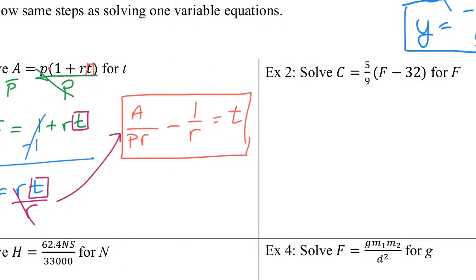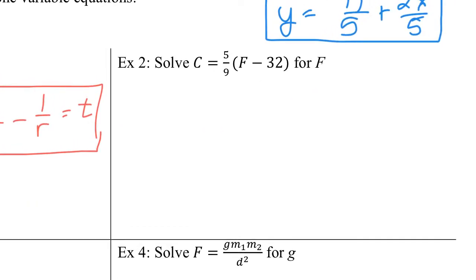Let's try another one. Example 2. Solve c equals 5 over 9 parenthesis f minus 32 for f. So I want to get this f that's stuck currently inside the parentheses. So again, I don't want to distribute the 5 over 9 because that's going to make your life a little harder. Instead, let's rewrite this for a second.